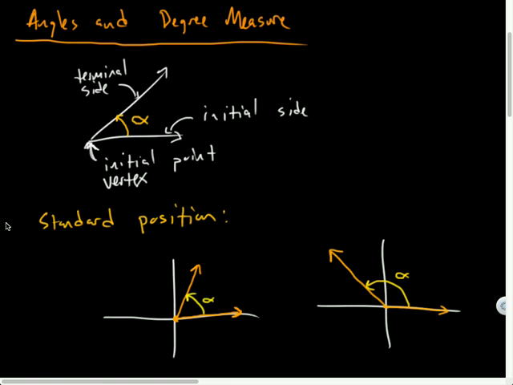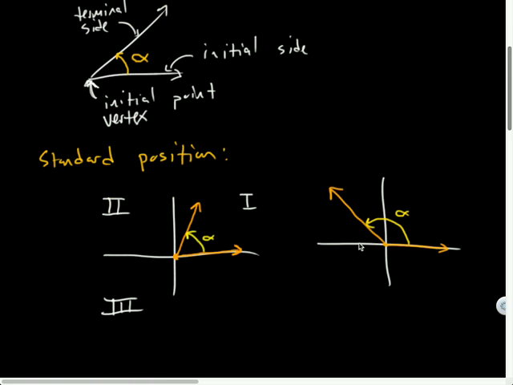1, 2, 3, 4. The top right one is 1, the top left is 2, then 3 and 4, going around counterclockwise.